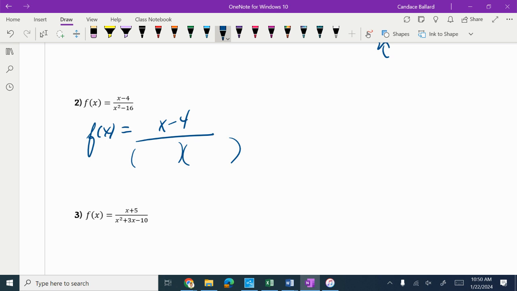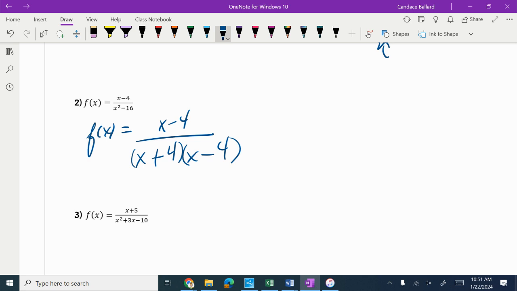And that means I need to take the square root. So the process is taking the square root. What's the square root of x squared? X. Okay, what's the square root of 16? 4. Make one a positive and one a negative. Okay. All right. What do I need to do now?